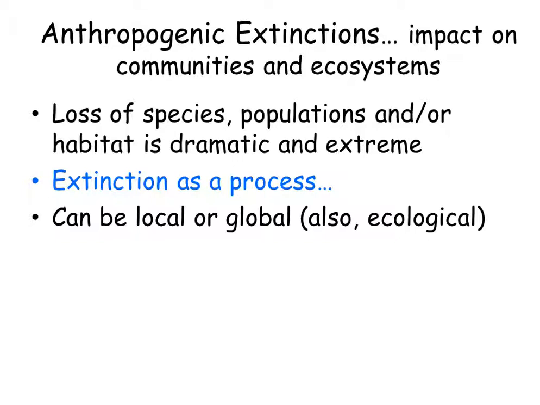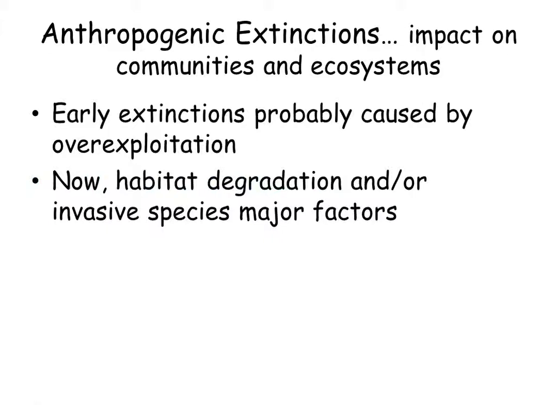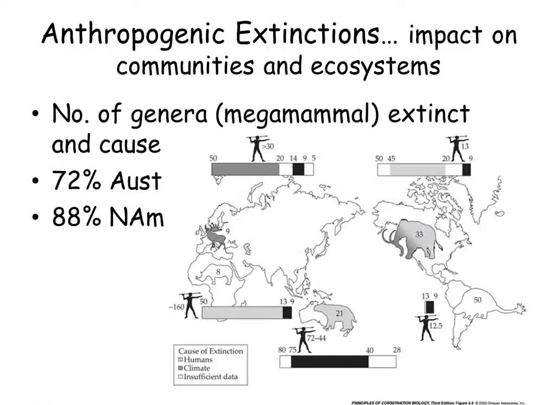Loss of species, populations, and/or habitat is dramatic and extreme. Extinction is a process, and it can be global or local, and also ecological. Early extinctions probably were caused by overexploitation, but now habitat degradation and/or invasive species are major factors.